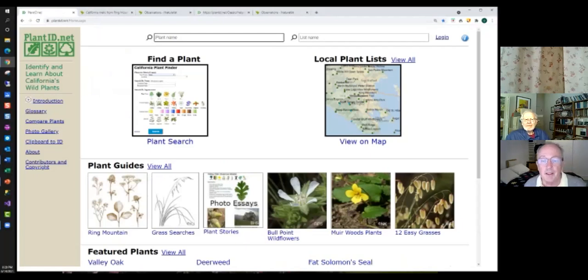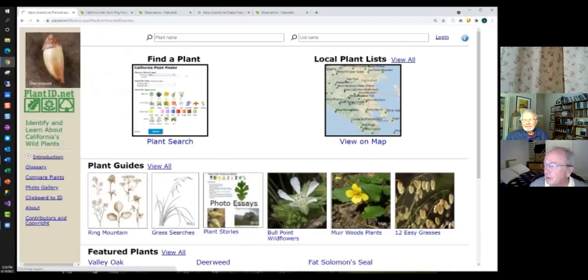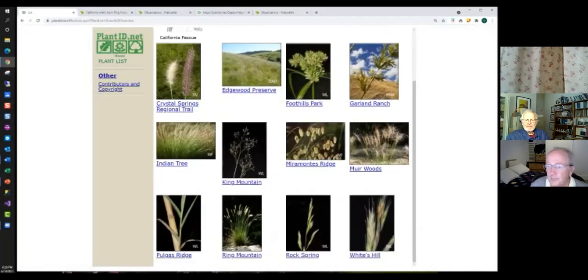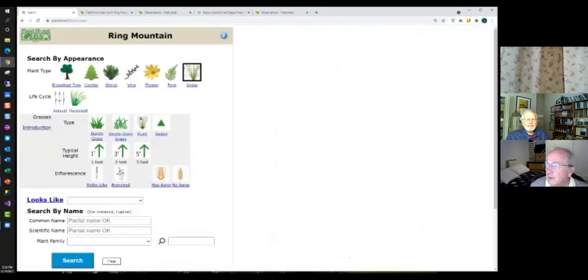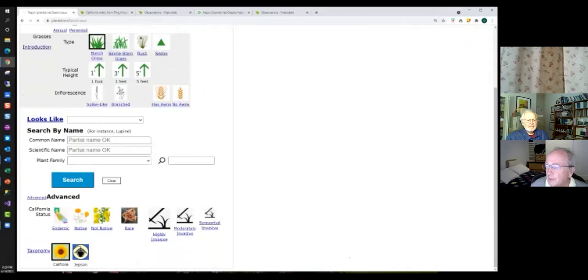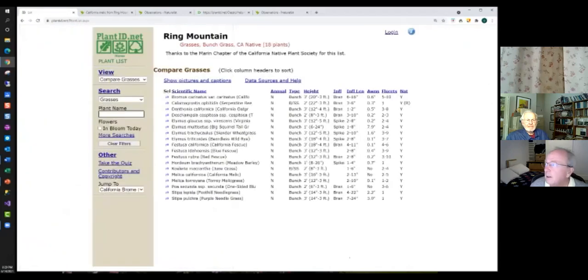Dave Long wrote me an email recently, and he wanted to know more about native grasses in Marin. And so this next section is dedicated to him. I've thought of a search that he could do that will produce a list of grasses that he should look into on Ring Mountain. So we'll say grass search, Ring Mountain. We'll look at bunch grasses that are native. We'll get 18 grasses. These are the ones that, Dave, if you can learn these, you'll feel a lot better, I think, about your ability to recognize native grasses in Marin County.